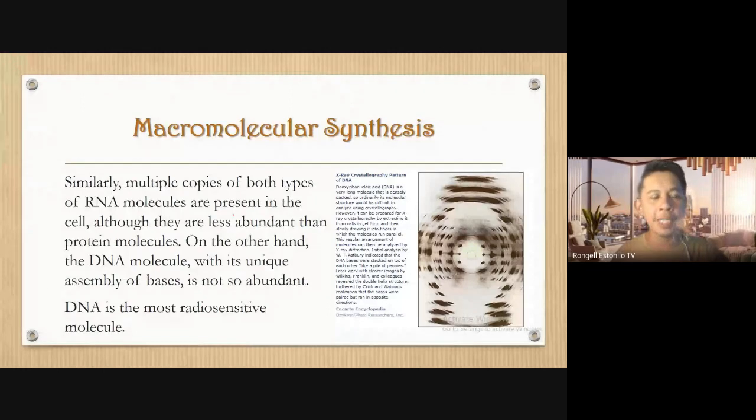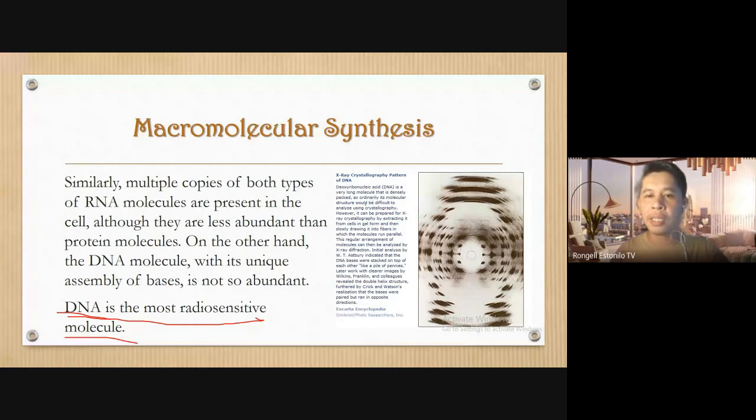abundant than protein molecules. On the other hand, a DNA molecule with its unique assembly of bases is not so abundant. That's why we can say that DNA is the most radiosensitive molecule. So when DNA is irradiated, the whole cell dies. That's the key, that's a cue. The deoxyribonucleic acid is a very long chain molecule that is densely packed.